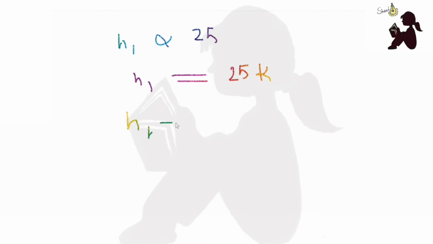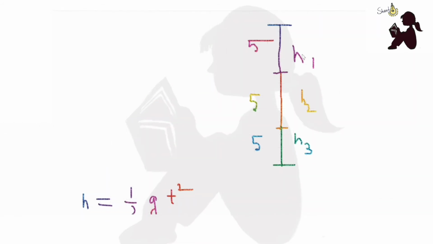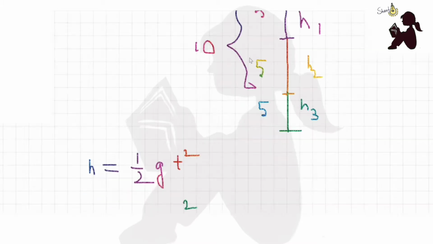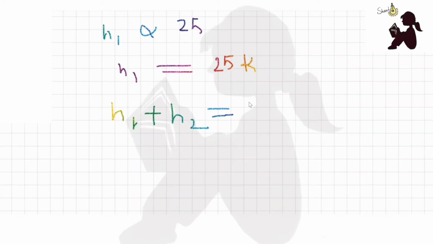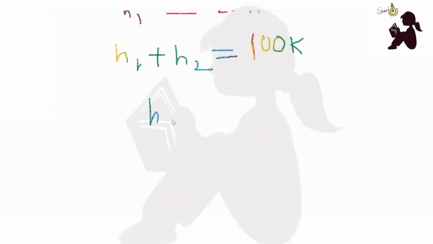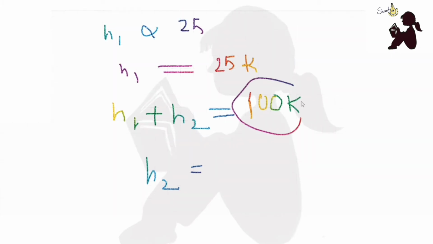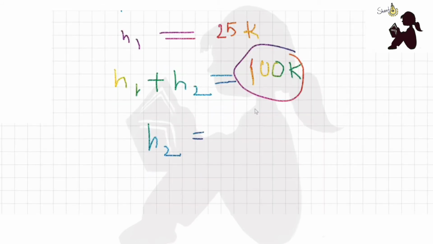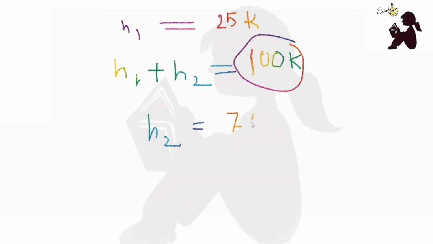Similarly, h1 plus h2. This is h1 plus h2, total 10 seconds. It took total 10 seconds. Okay. So that is 10 square, that is 100k. Now h2 is equal to 100k minus h1, that is 25k. So this will become 75k.